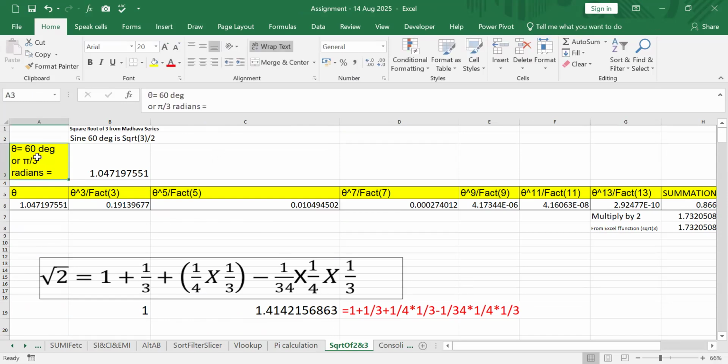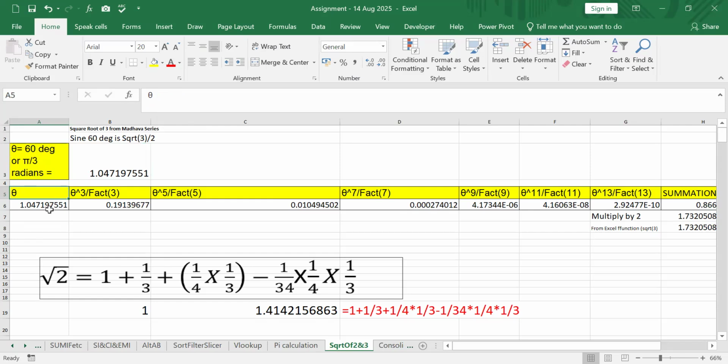So theta is 60 degrees, and the value to be put in that equation is not in degrees, it is in radians. And theta, 60 degrees, is equal to nothing but pi by 3 radians. So pi, we know it is given in Excel, divided by 3 comes to 1.04, because pi is equal to 3.14, etc. We have seen it earlier. So this is pi by 3. So this is theta here.